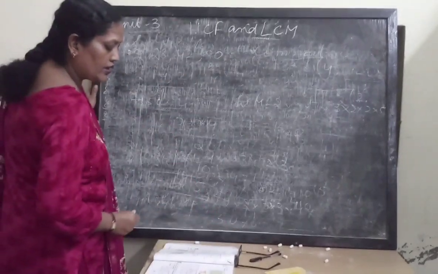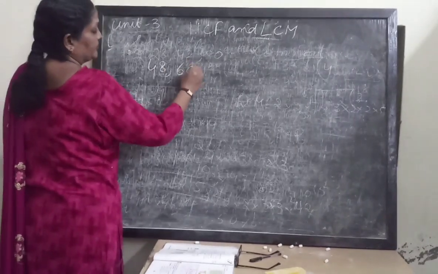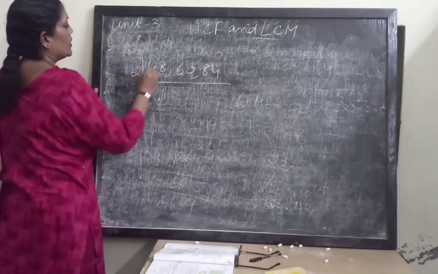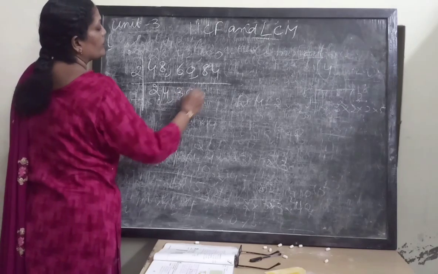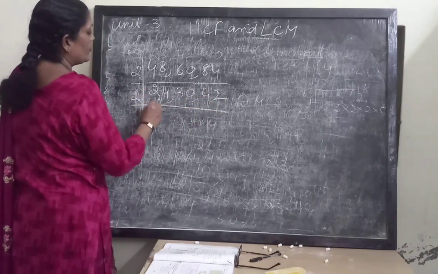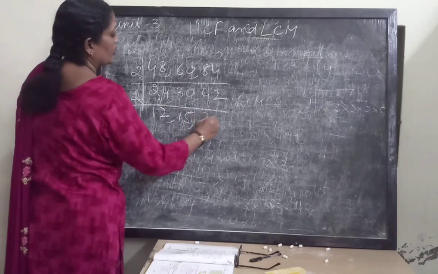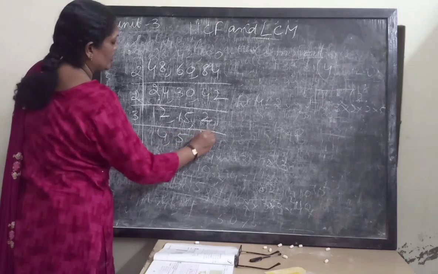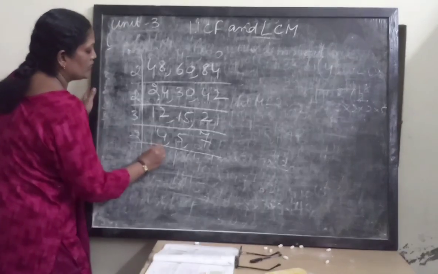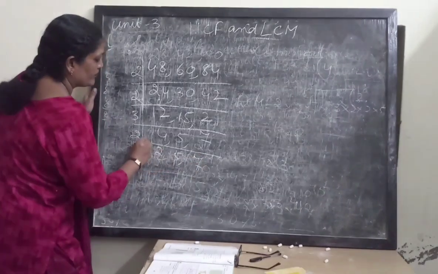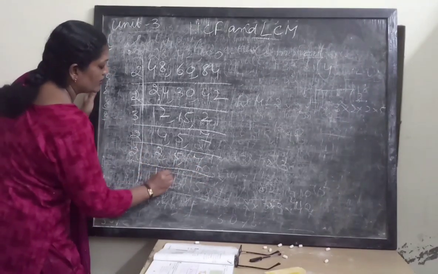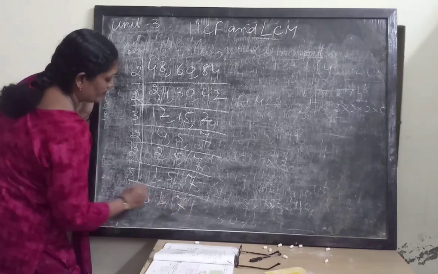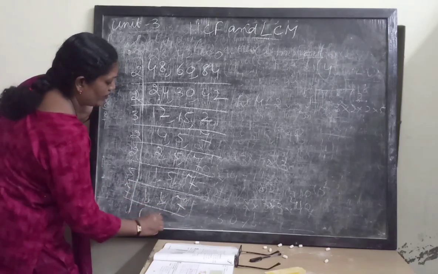See here, 48, 60, 84. See students, all are divisible by 2. 24, 30, 42. Then 2 again: 12, 15, 21. All are divisible by 3. 3 4s are 12, 3 5s are 15, 3 7s are 21. Again 2: 4, 5, 7. Then 2 outside, 1, 5, 7. 5 outside, 1, 1, 7. 7 outside, 1, 1, 1.